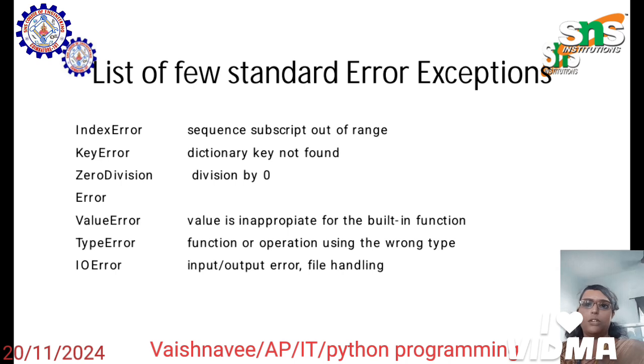So these are the standard error exceptions: index error, sequence subscript out of range, key error, dictionary key not found, zero division error. As we all know, if a number is divided by 0, it will be infinity. So it gives a zero division error. Value error, that is value inappropriate for built-in function. Type error, function or operation using the wrong type. Input output error, that is file handling. So these are the standard error exceptions.